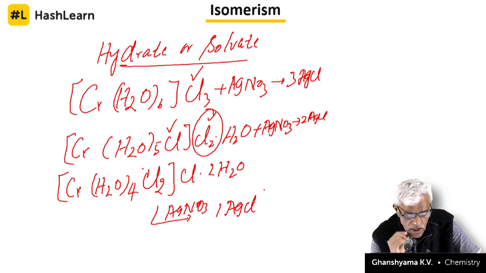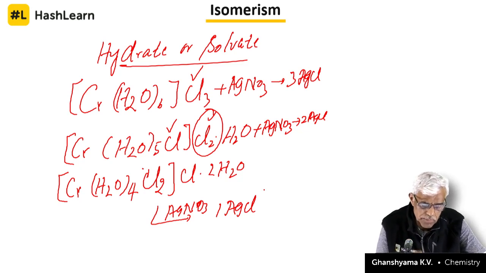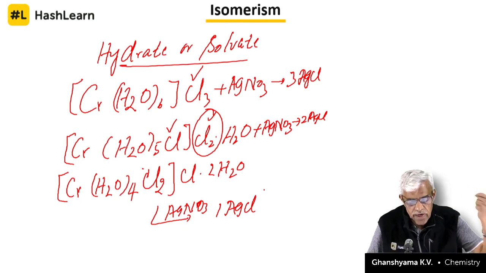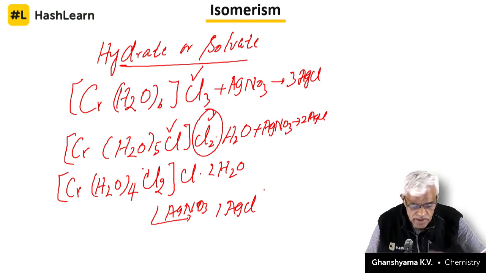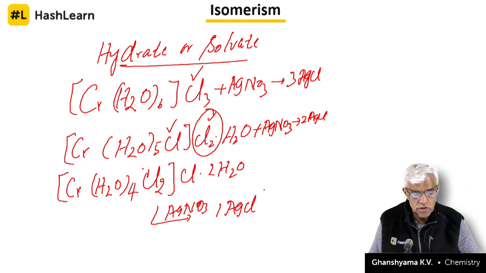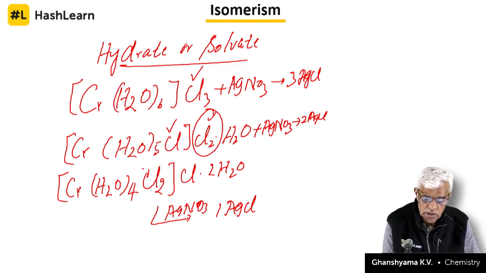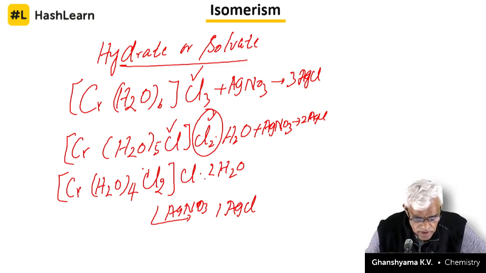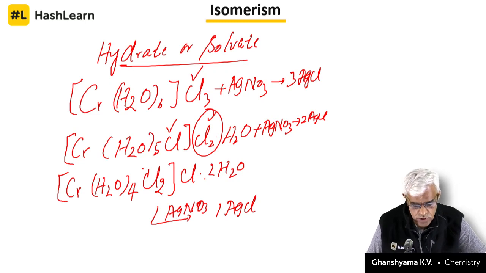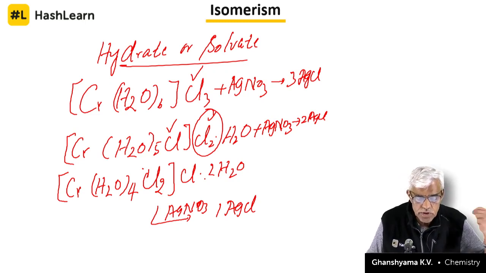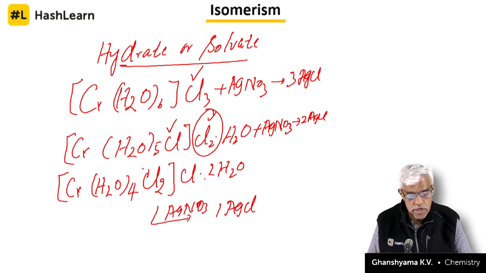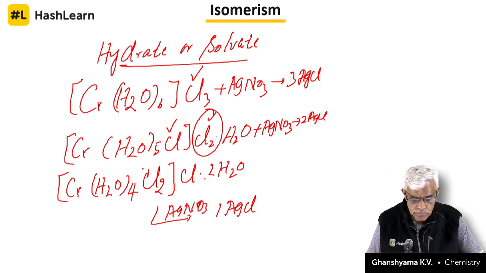Werner was not able to explain this theory or this part. What is that part? Chlorine can satisfy the primary valency as well as the secondary valency. Here it satisfies primary, here it satisfies in the second and third, it satisfies both primary and the secondary valency. And that was the limitation of Werner's theory, but today we know those details.